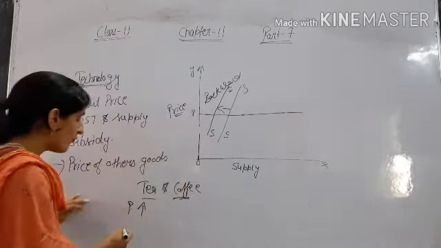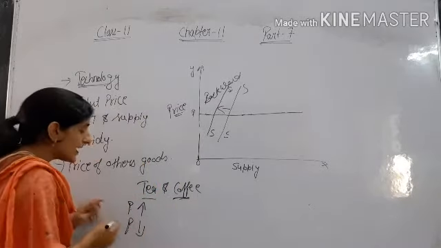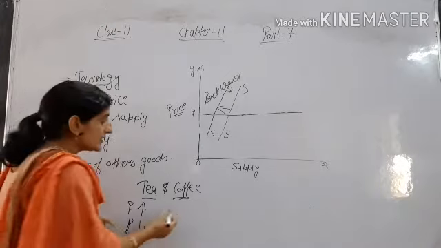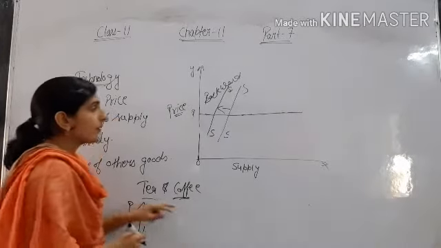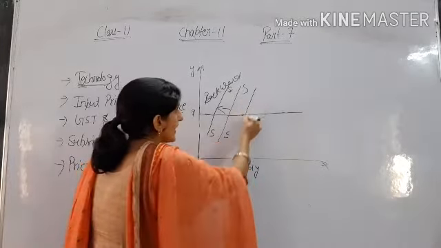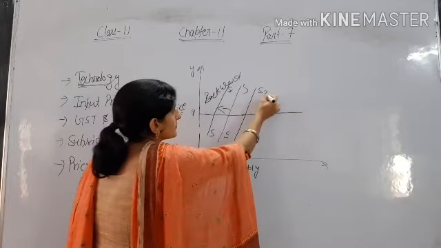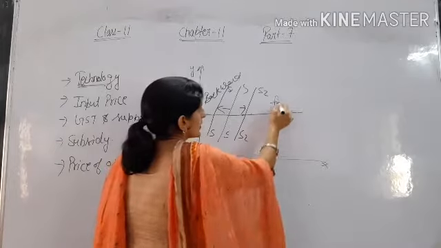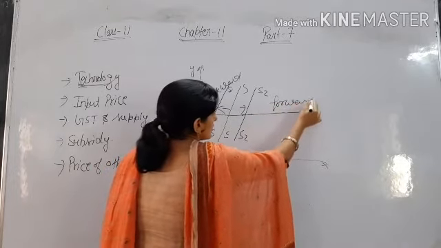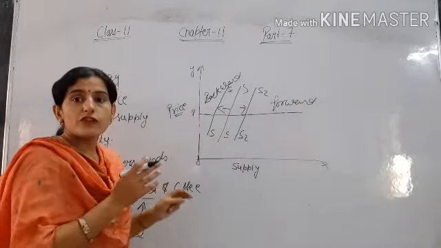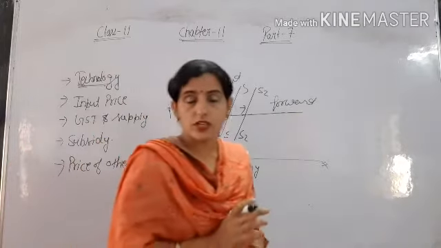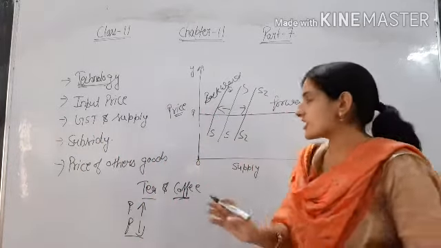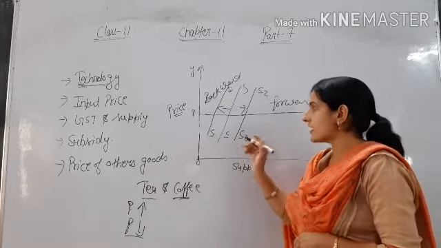And if there is a fall in the price of tea, if the price of tea falls or decreases, then the coffee producer will supply more at the same price. So it shifts forward. Okay, so this is the effect of the price of related goods. Due to a change in the price of a related good, there is a change in the supply of the commodity.